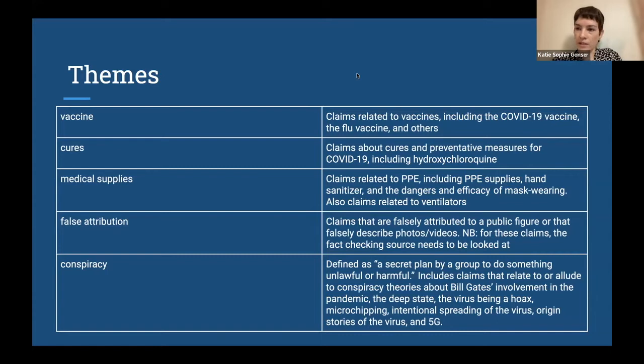Then we have a very broad category of conspiracy. So we went by the definition of conspiracy as a secret plan by a group to do something unlawful or harmful. And that includes claims that relate to or allude to theories about Bill Gates' involvement in the pandemic, the virus being a hoax, the deep state, microchipping, virus origin stories, intentional spreading of the virus, and 5G.